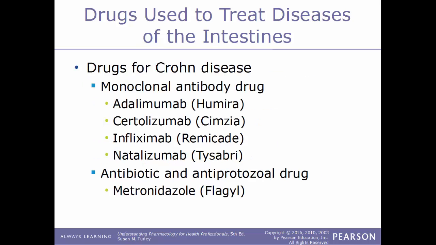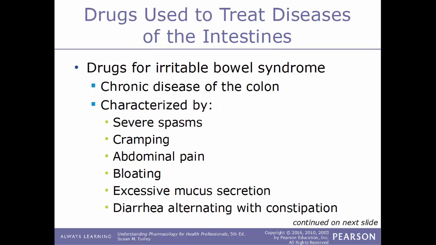Now, the drugs that are used to treat Crohn's disease could include monoclonal antibody drugs or antibiotic and antiprotozoal drugs. When it comes to the monoclonal antibody drugs, these could include adalimumab, which is sold as Humira; certolizumab, which is sold as Cimzia; infliximab, which is sold as Remicade; and also natalizumab, which is sold as Tysabri. An example of an antibiotic or antiprotozoal drug that could be used here: metronidazole, which is sold under the name Flagyl.